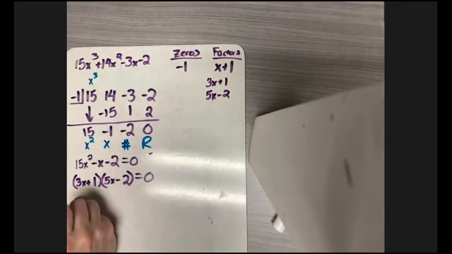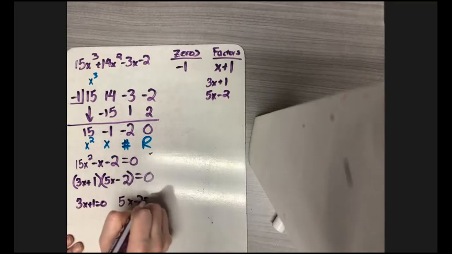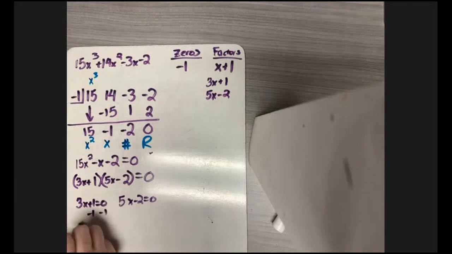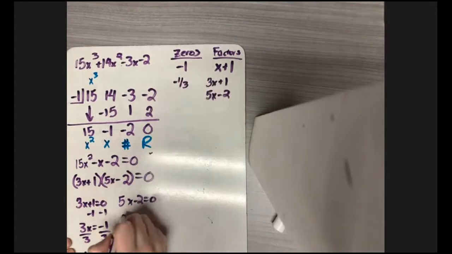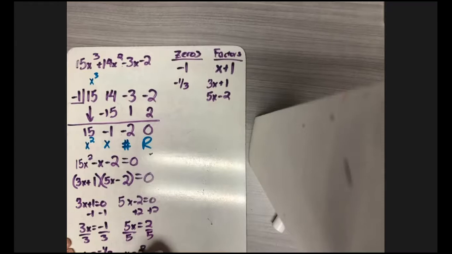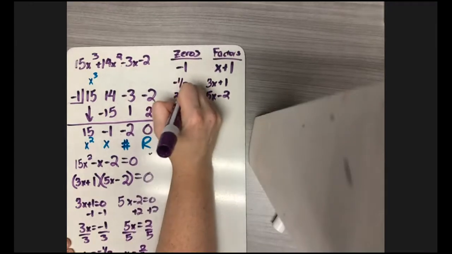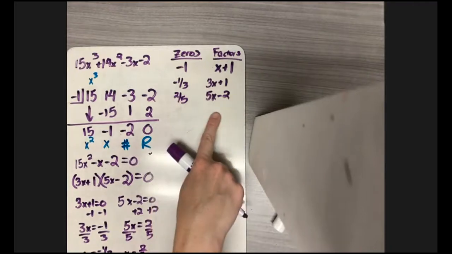Now, to finish this, I would set 3x plus 1 equal to 0 and 5x minus 2 equal to 0. I'm going to subtract 1, divide by 3, and I get negative 1/3. Over here I'm going to add 2 and divide by 5. I get 2/5. So my zeros, or my solutions, will be negative 1, negative 1/3, and 2/5. If I needed to talk about my factors, I have those there.